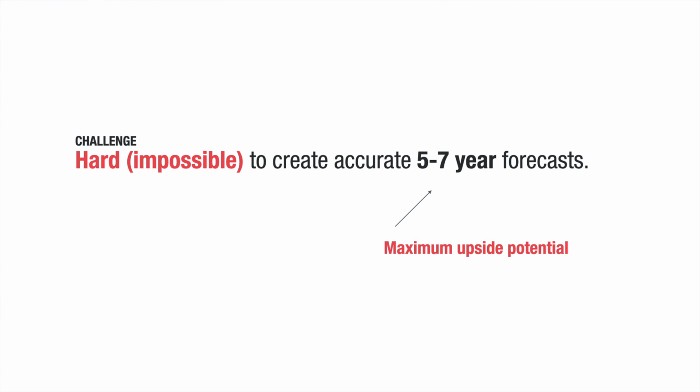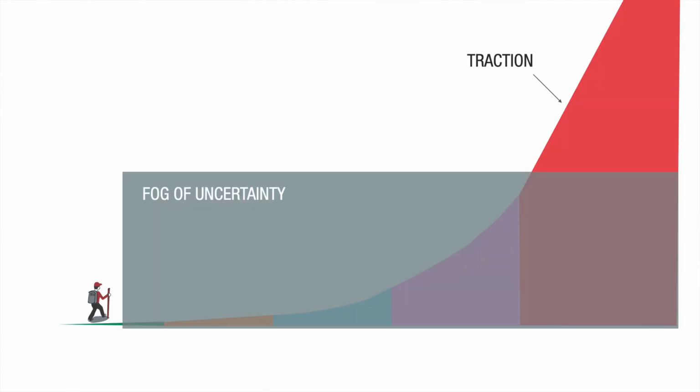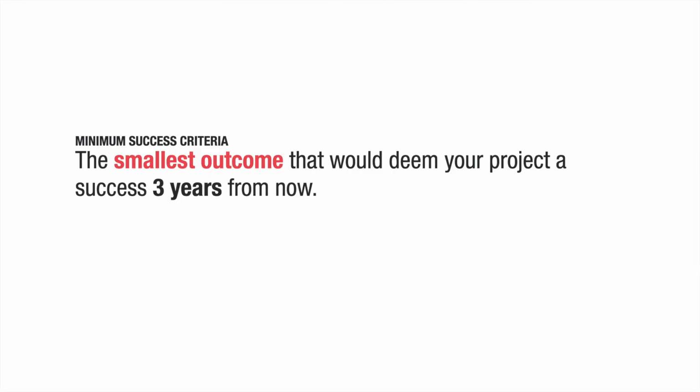idea's maximum upside potential. Getting to an exit or an IPO often takes at least 5 to 7 years, making it a hard, if not impossible, milestone to estimate because it is too far out in the future. All startup ideas are enveloped in a thick fog of uncertainty in the early stages. This is precisely why, instead of estimating your idea's maximum upside potential, I recommend estimating your idea's minimum success criteria. The minimum success criteria is the smallest outcome that would deem your project a success 3 years from now.